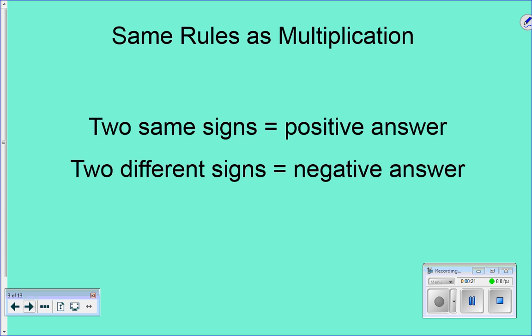If you're dividing two positives, it's a positive. If you're dividing two negatives, it's a positive. If you're dividing two different signs, your answer is negative. The exact same rules as multiplication. Exact, like to a T.